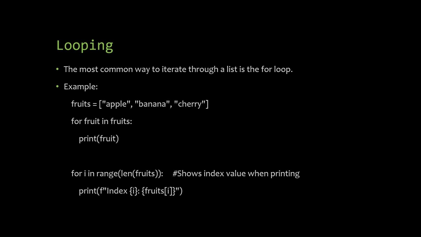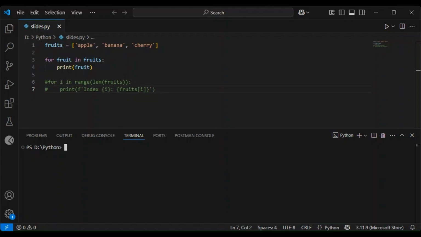So you can see we have for fruit in fruit. Sometimes you'll hear this as a for each in other languages. So for each fruit in my list fruit, we're going to print fruit. And then below that, you see we can also use a range if we want to get our indexes. So let's take a look at this in code.